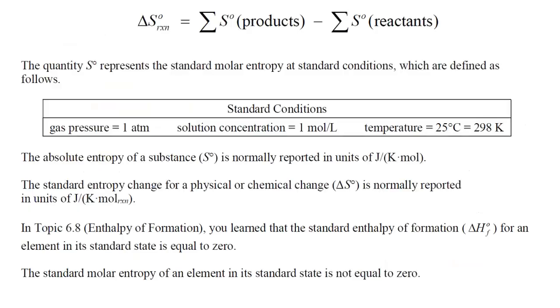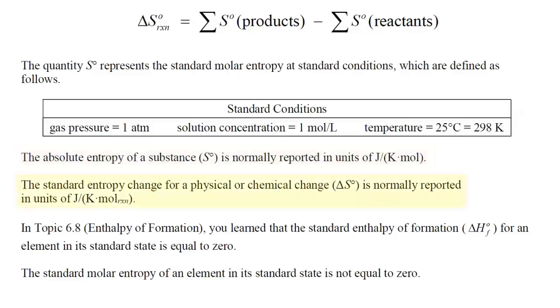So again, here is the equation. The quantity S with that superscript 0 represents the standard molar entropy for a substance at standard conditions. And again, they are defined as gas pressure 1 atmosphere, solution concentration 1 mole per liter, and temperature equal to 25 degrees Celsius or 298 Kelvin. So the absolute entropy of a substance is normally reported in units of joules per Kelvin mole.